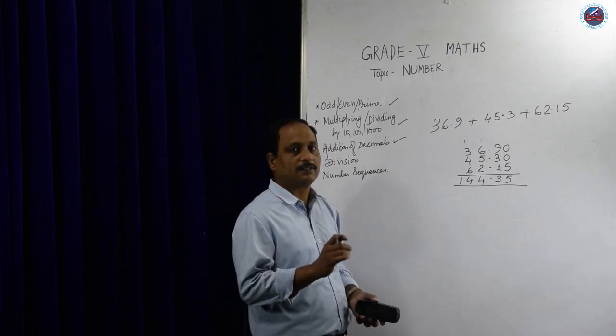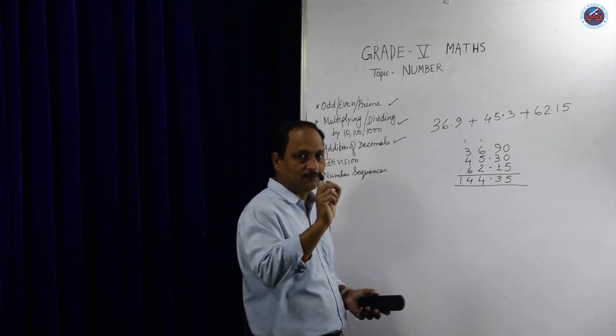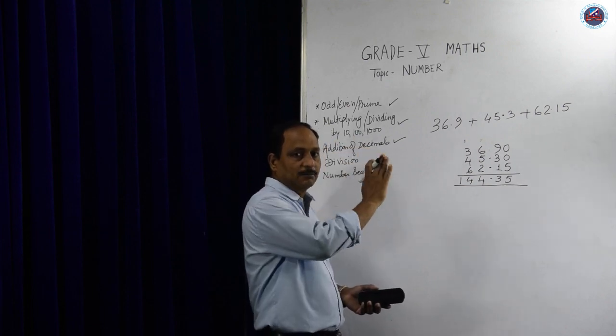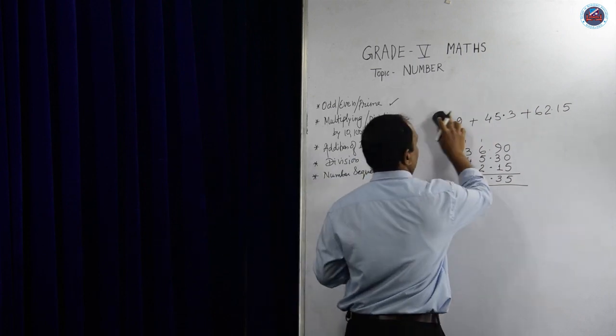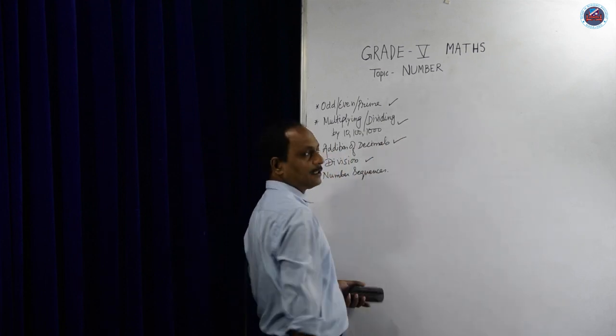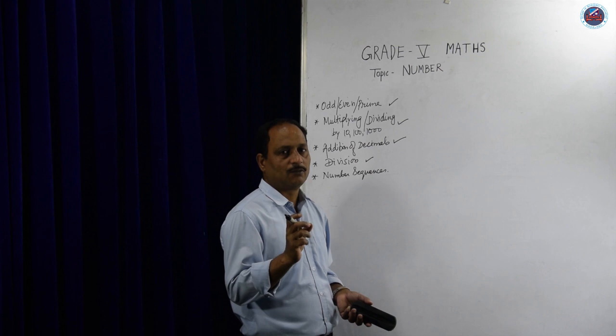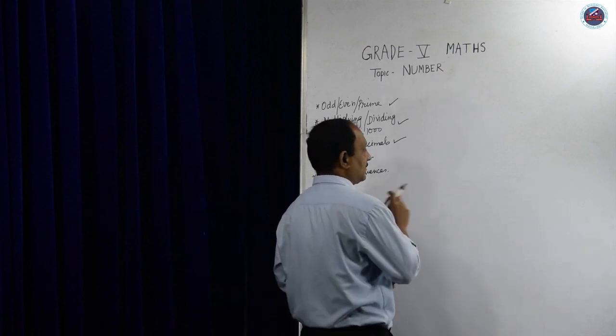It's not hard, it's easy. Only you have to see that the decimal should be in one line and all the numbers will be in the row and the column systematically. Now let us move to division. Simple division, what we have learned in grade 4. Let us do one digit first.